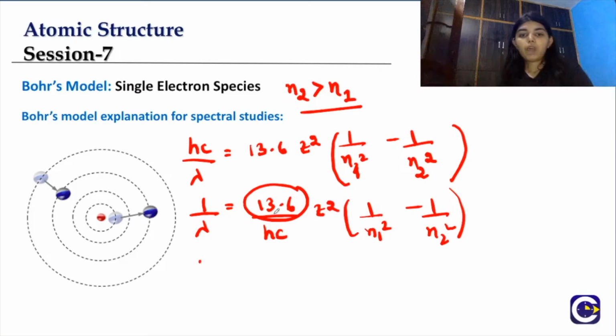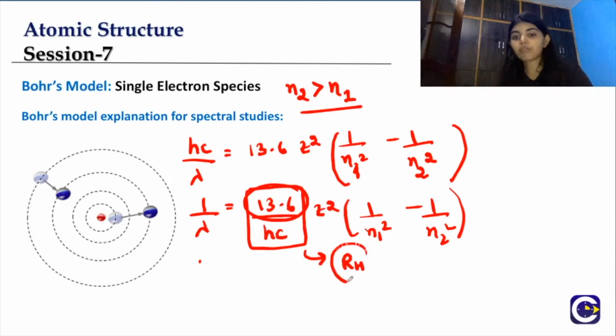So you are getting this particular value as what? This particular value is the value of the Rydberg constant, the constant that was given by Rydberg, right. So Rydberg just gave an equation. Bohr was basically able to derive the mathematical explanation of that particular equation. He found out that this particular value is approximately equal to the constant that was given by Rydberg.